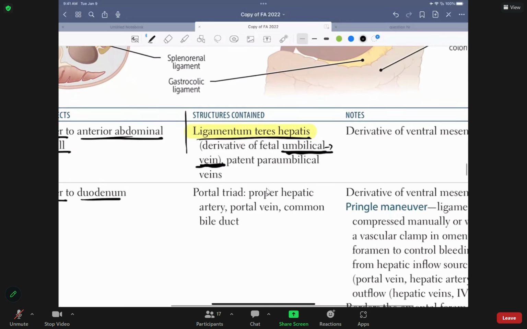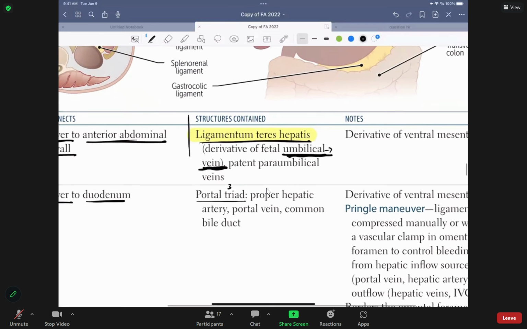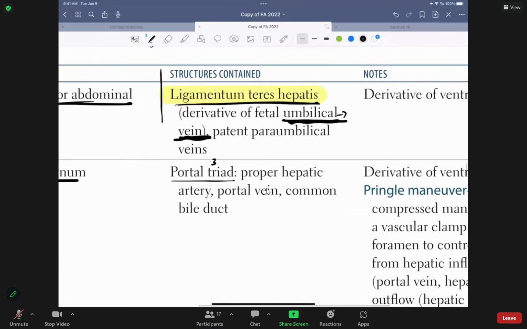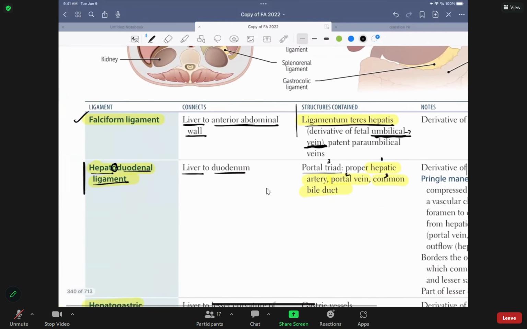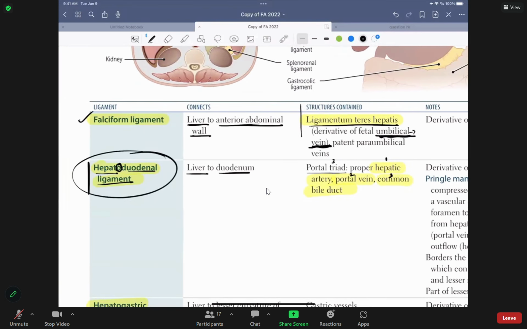Now, if you see here, inside of that ligament, you have something called portal triad. When you say portal triad, that's 3 structures. It consists of hepatic artery, portal vein, and common bile duct. You see that, folks? Very important. 1, 2, 3. So hepatic artery, portal vein, and bile duct. All those three structures are inside of this ligament, the hepatoduodenal ligament.